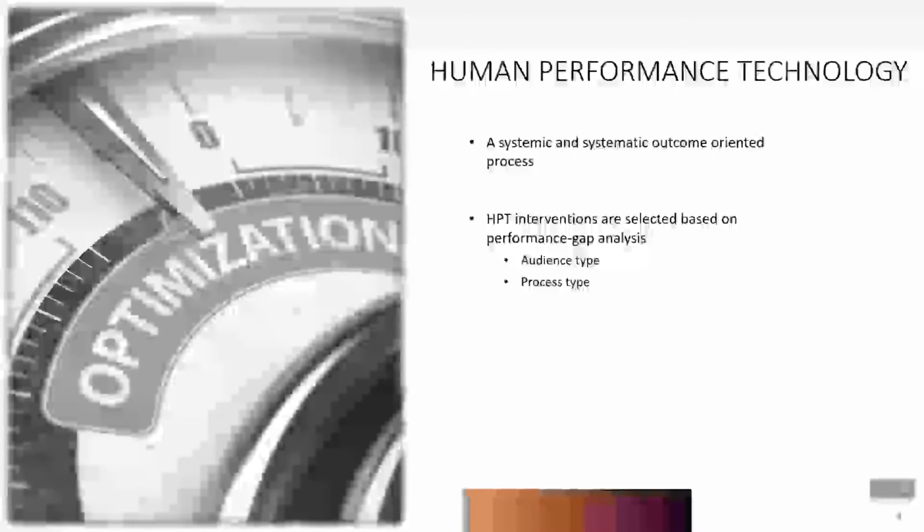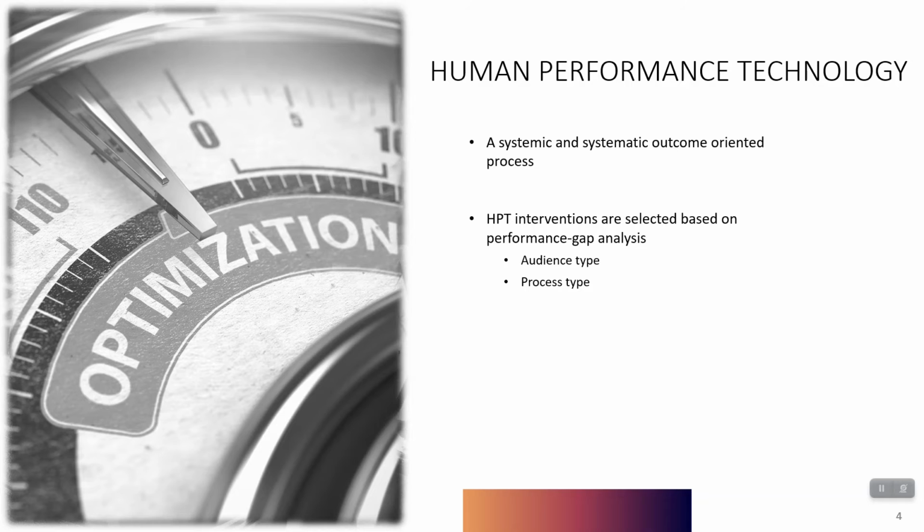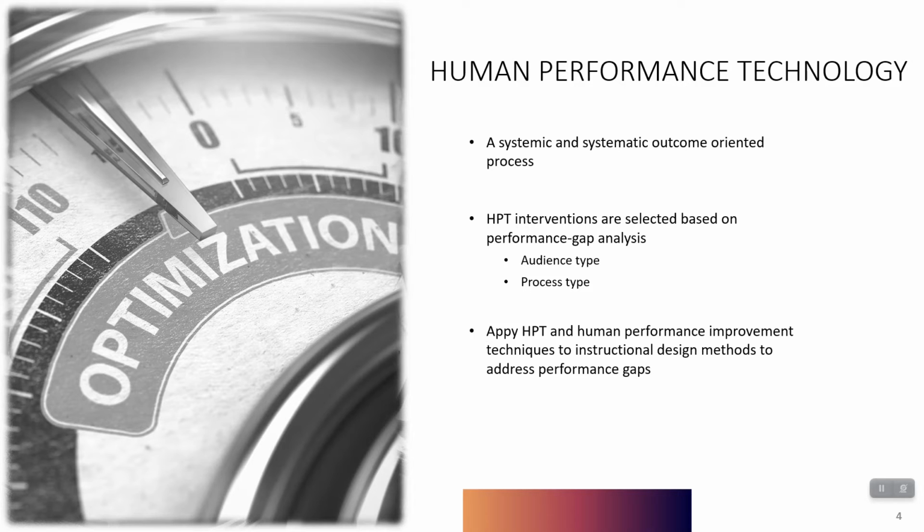Human performance improvement, HPI, is the understanding that humans are naturally flawed and subconsciously surround themselves with systems that are flawed as well. Identifying and treating gaps between the actual and desired performance involves the integration of HPT and HPI. Educators can address these gaps by applying HPT and HPI techniques to their instructional design methods when developing online courses using the ADDIE model.